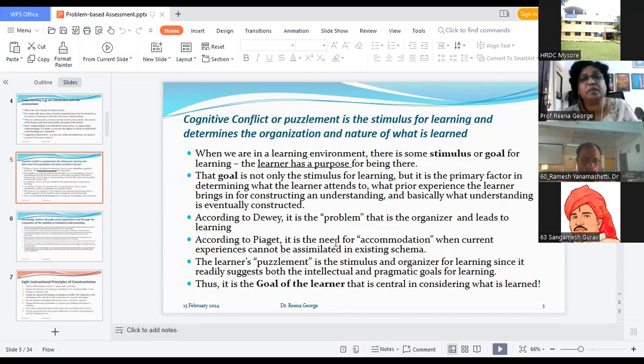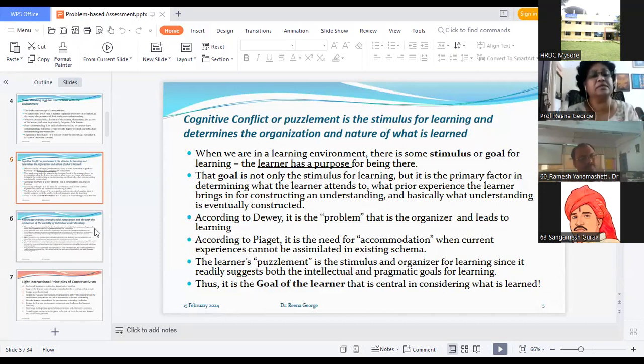Gautama Buddha was puzzled: why do we have miseries, why are people dying, why is there sorrow? So he was bewildered, puzzled by that, and he went in search and got enlightened. So that is constructivism. Nobody taught him what Buddhism is. He developed it, it came from within. Okay. So that is constructivism.